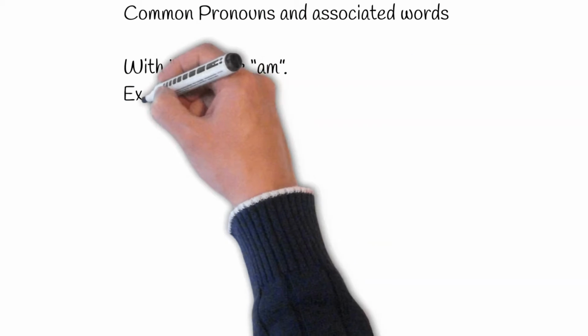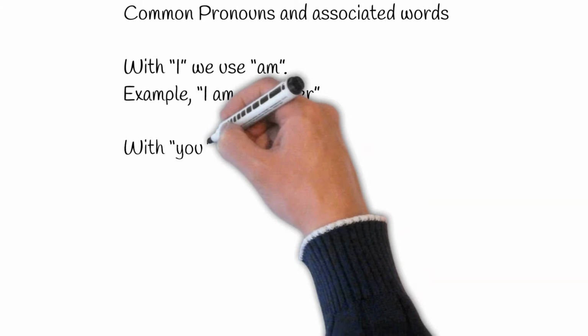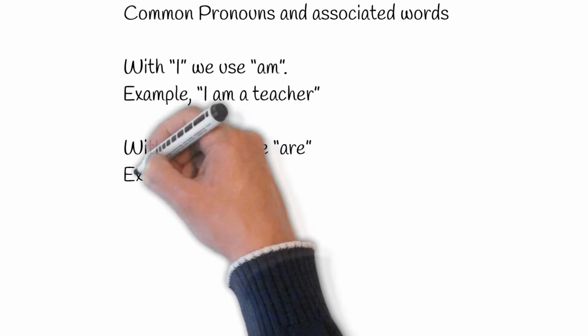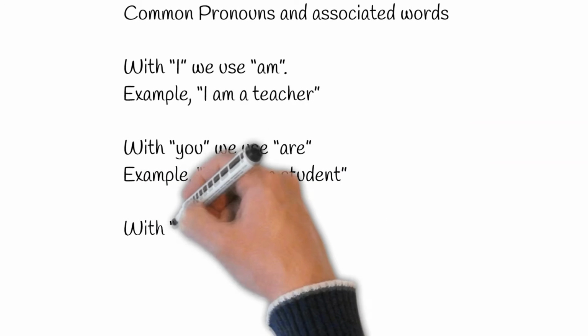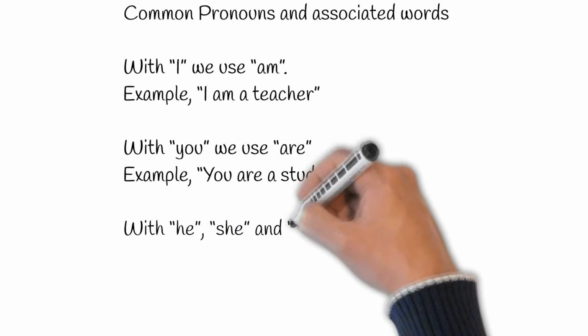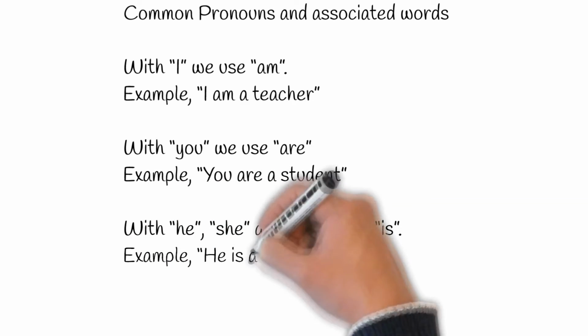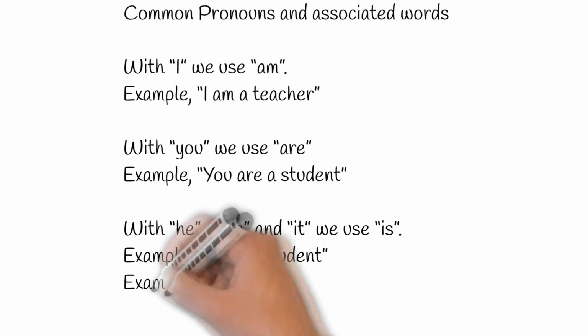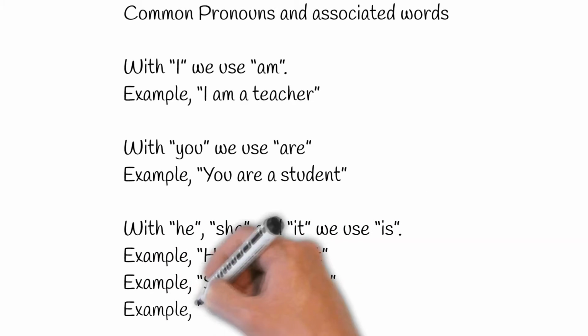With I we use am. For example, I am a teacher. With you we use are. For example, you are a student. With he, she and it we use is. Examples that combine these common pronouns with associated words are as following. He is a student. She is a student.